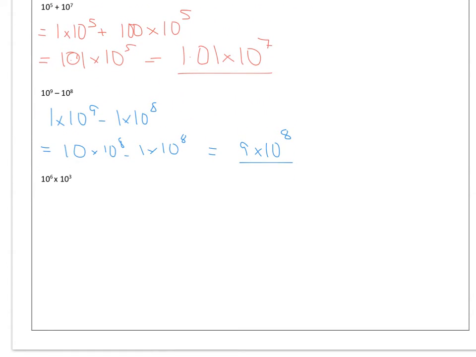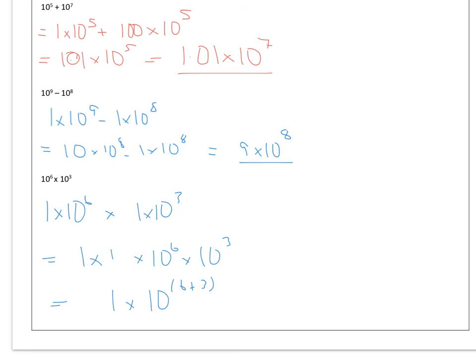When you're multiplying, what you do is you add the powers. So here we have the two numbers in front, 1 times 1, times 10 to the 6, times 10 to the 3. This is where you add the two powers, because you're multiplying, so that's just 1 times 10 to the 9. Something people very often forget to do is multiply these two numbers at the front, like we've got here. So watch out for that. That's multiplying. So in multiplying, you add the powers.